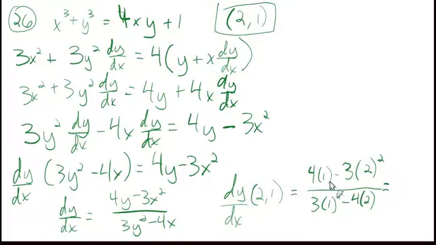And we're running out of room, so we'll just do 4 minus 3 times 4, which is 12, so 4 minus 12 is going to be negative 8. And 3 minus 8 is going to be negative 5, so we have a positive 8/5 as our slope.